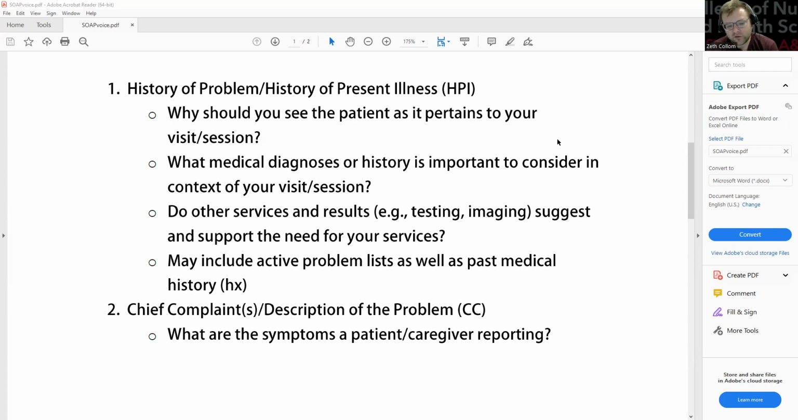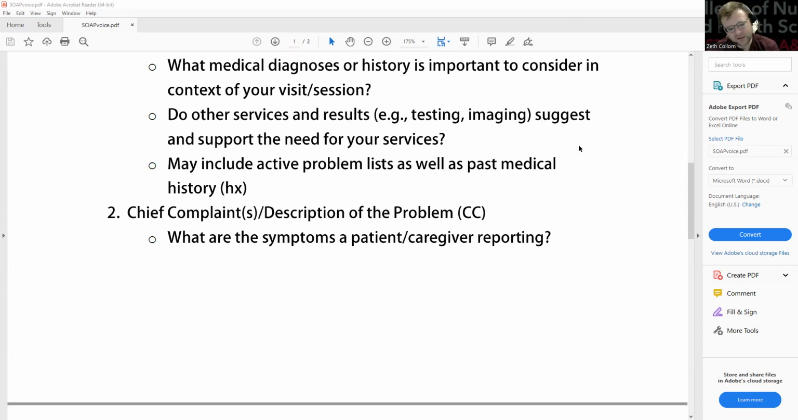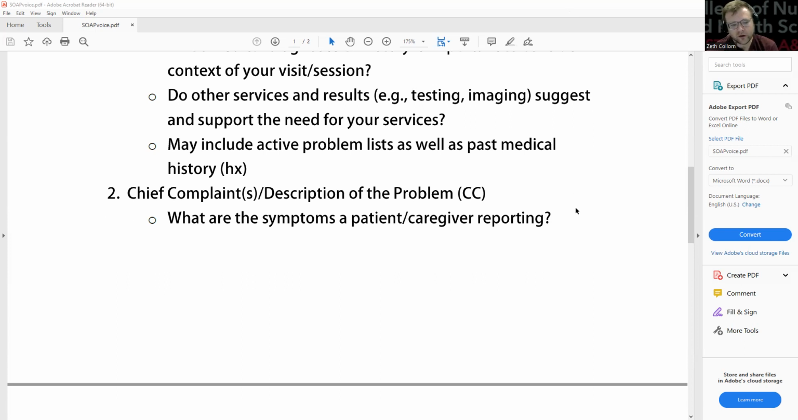And as I mentioned earlier, you might have an active problem list as well as past medical history here in the HPI. Some places, in some settings, go ahead and put past medical history as well as an active problem list. It's becoming more and more common for people to put a list of medications, but that's usually put in a separate section. The second thing we want to see in a subjective component of a note are chief complaints or a description of the problem. You'll see that coded as CC, standing for chief complaint.